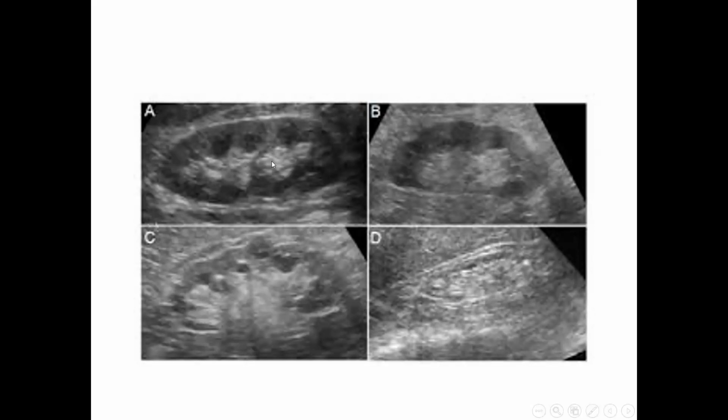This is how the normal looks. And if you look at the end stage, the kidney has shrunken, has become smaller in size, and you hardly have any cortex remaining there. So the kidney is not going to have any function. So normal, early stage, middle stage, end stage. This is how it looks.